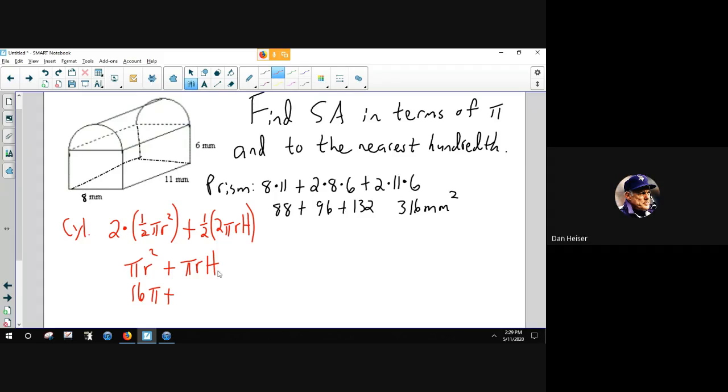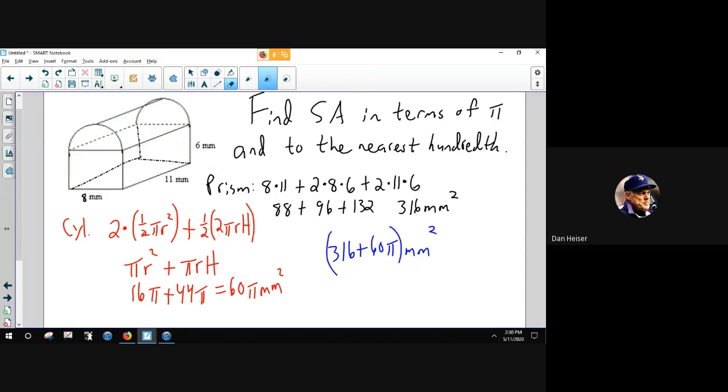The height of the cylinder, here's the height of the cylinder. We know the radius is 4, height is 11. 60 pi square millimeters is the surface area of just that half cylinder. Putting this all together, here's your answer in terms of pi.